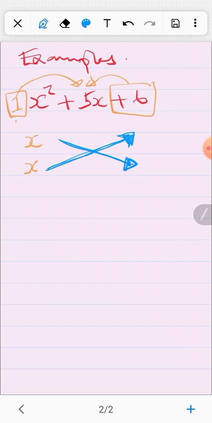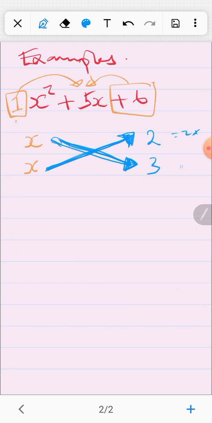Then I go to the next factors, 2 and 3. If I get x and multiply it by 2, and then I get x and multiply it by 3, and then afterwards I add them, do they give me 5? Let's see. X times 2 is 2x.